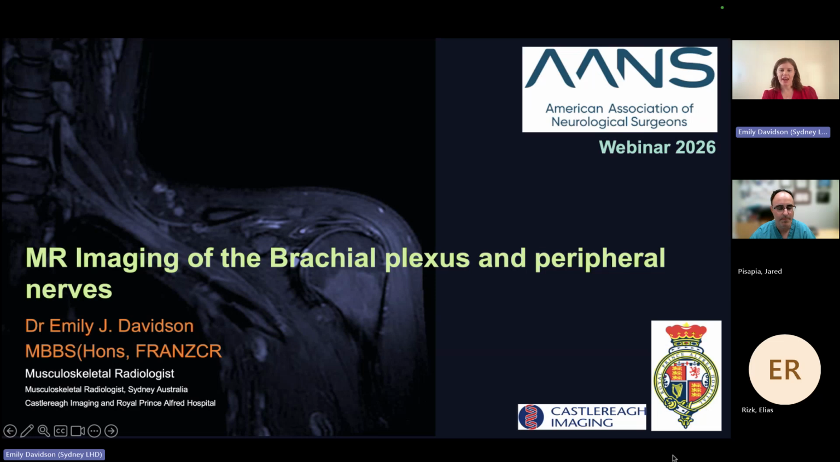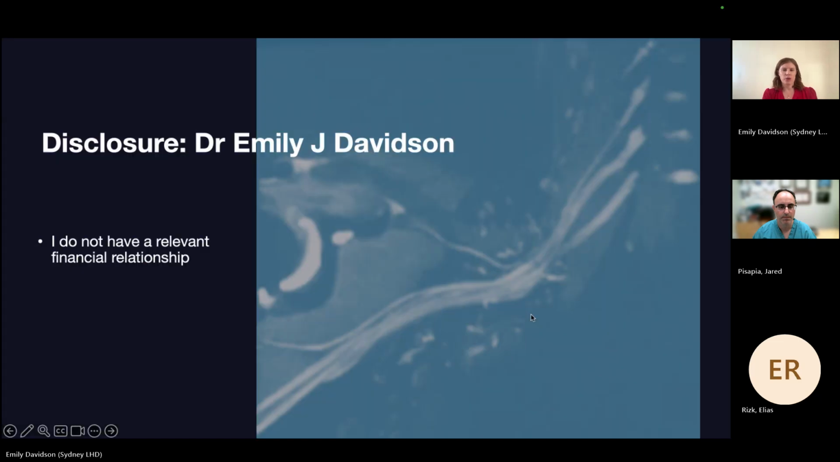So the talk today is going to be focusing on MR imaging of the brachial plexus as well as the peripheral limbs, and I'll mainly focus on upper limb peripheral nerves. Because it's such a large topic, there is a whole other modality, which is ultrasound. I'll try and show you a couple of examples and describe some places where ultrasound can be used. But for the purpose of this talk, most of the cases are going to be MR. I don't have any relevant financial relationships to any of these cases or the techniques that are being used.